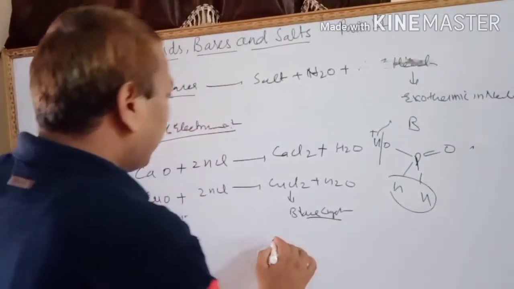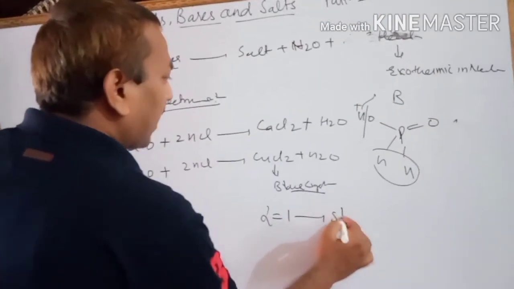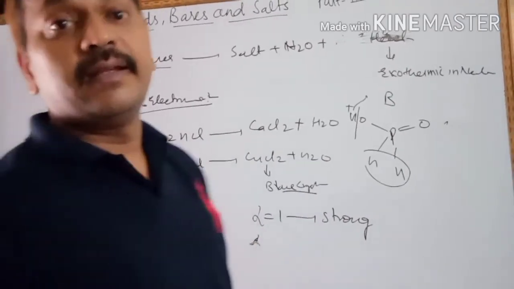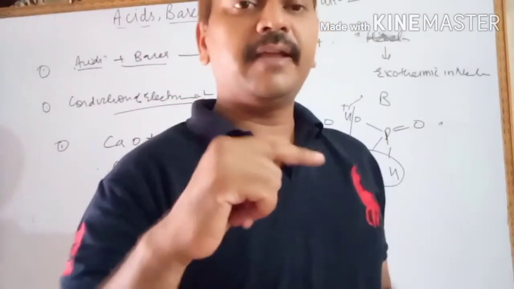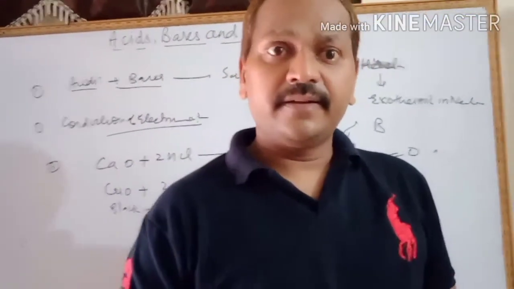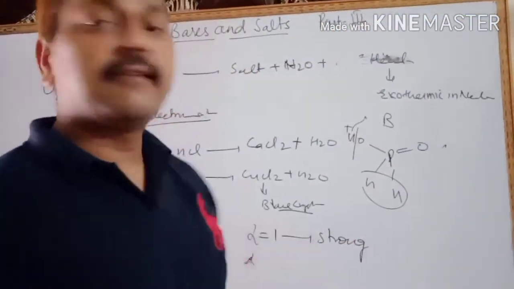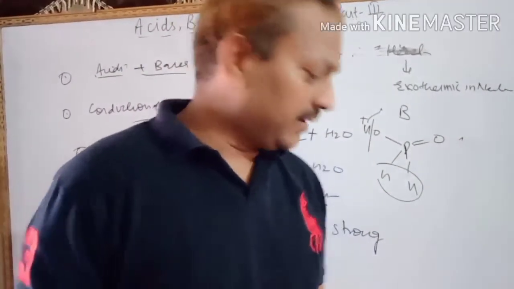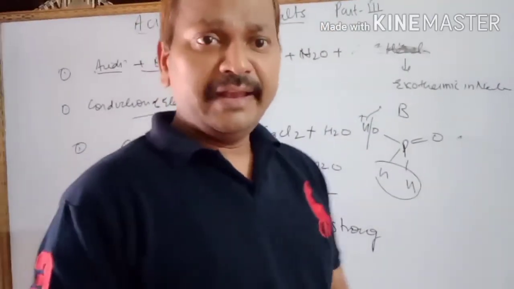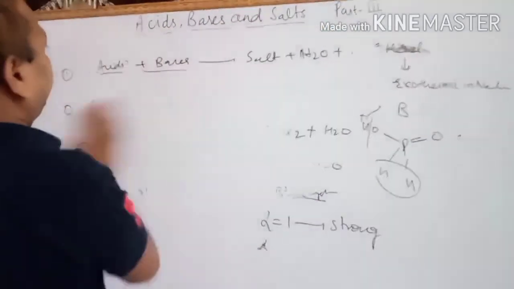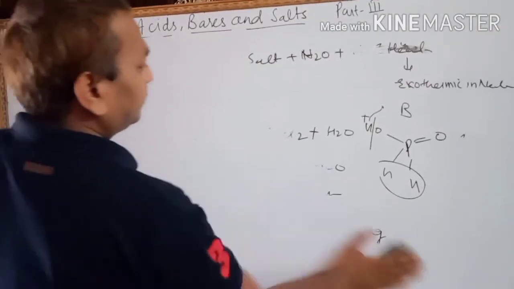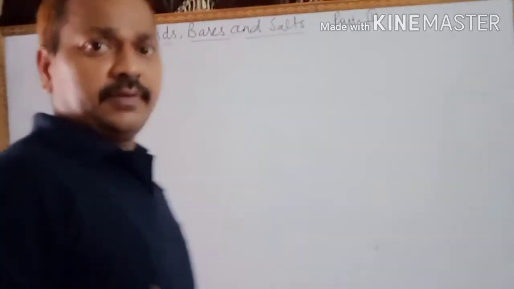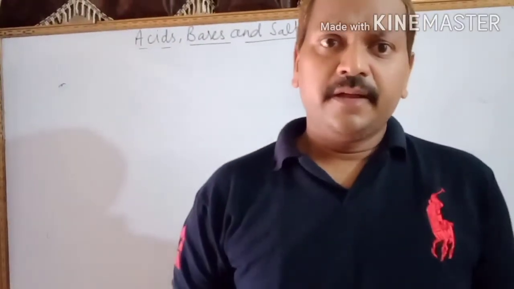Clear? So if alpha is equal to 1, it means a strong acid, and if alpha is less than 1, it is a weak acid. This way the relative strength of an acid we can predict on the basis of the alpha value. So this is all about how we can check the strength of an acid. Now the next topic: different acids.